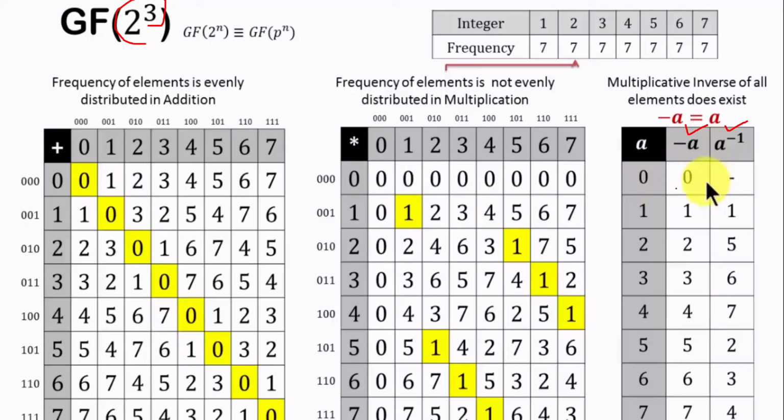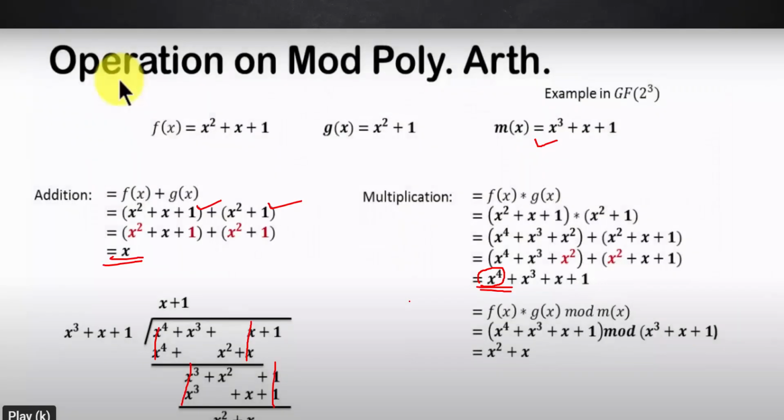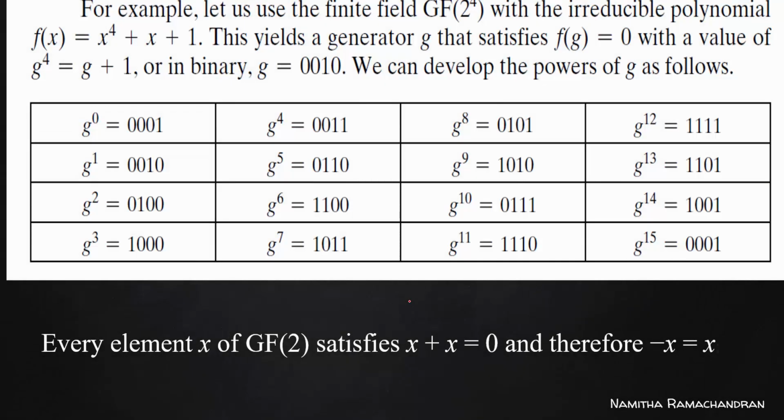And for the multiplicative inverse, for 1, 1 is the multiplicative inverse, for 2, 5 is the multiplicative inverse, for 3, 6 is the multiplicative inverse, and so on. Okay, so these are the addition and multiplication operations based on polynomial arithmetic. So here one example is given.